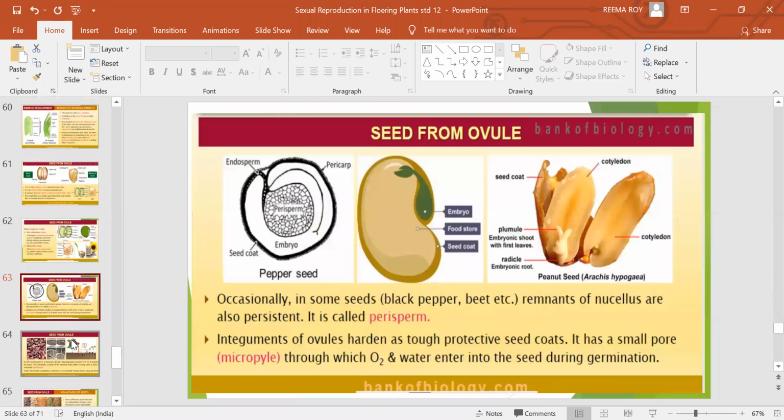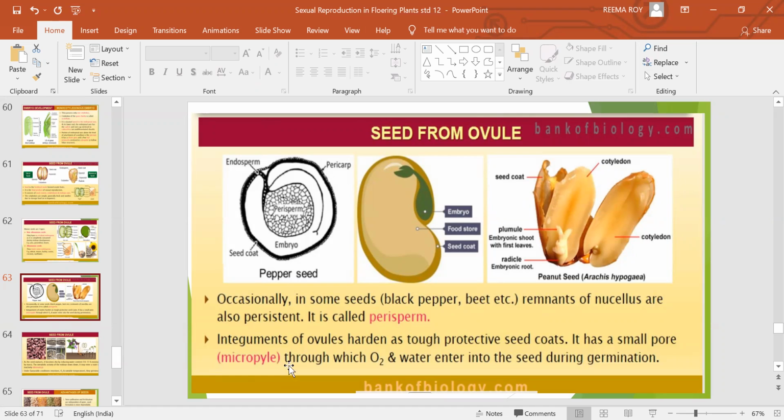So, integuments of ovules. In the embryo sac, the covering has inner integument and outer integument. The integuments of ovules harden as tough protective seed coats. Before fertilization it is called integuments, the outer covering; after that it is called protective seed coats. It has a small pore, the micropyle. Micropyle is still the same; after fertilization it is called micropyle only.